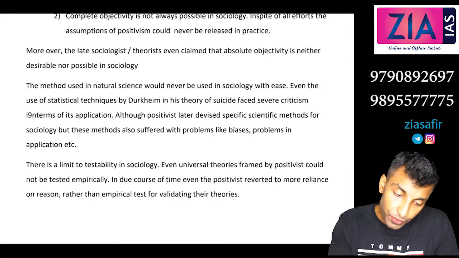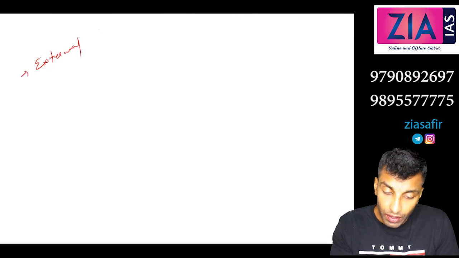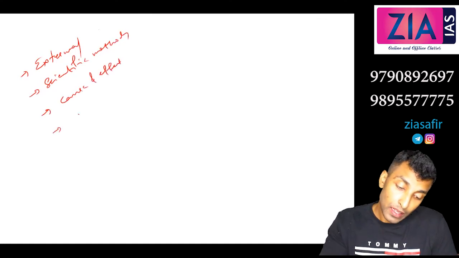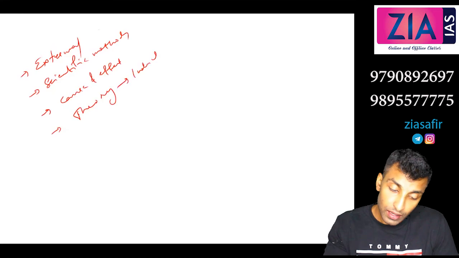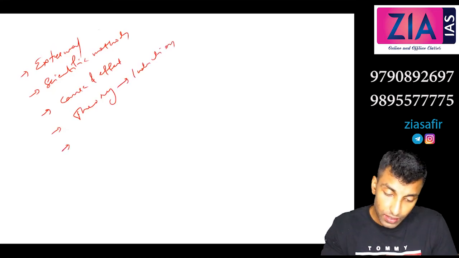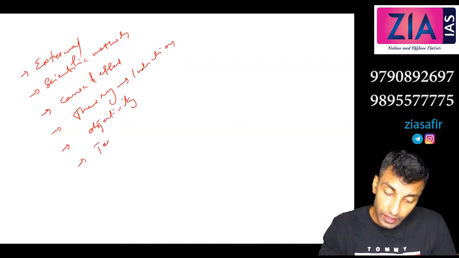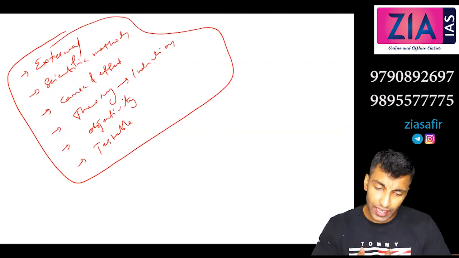What are the elements? First of all, this is the most important one: external aspects and use of scientific methods. Then establishment of cause and effect, and then theory building, through which process? Induction. Then when you talk about methods, quantitative methods, then objectivity, and then it should be testable. So these are the elements that should fit into your question or answer, and then everything else will automatically flow.